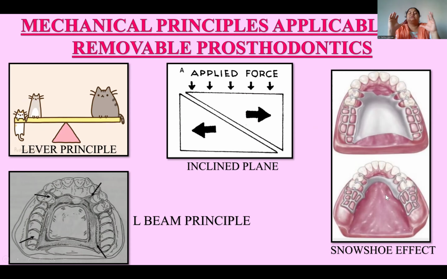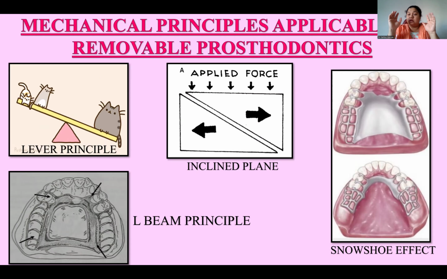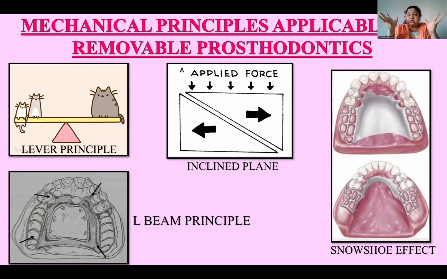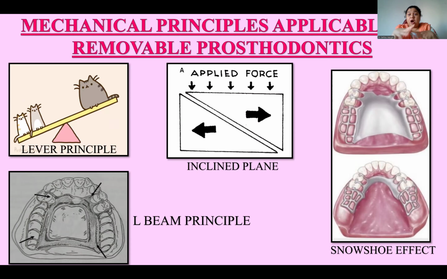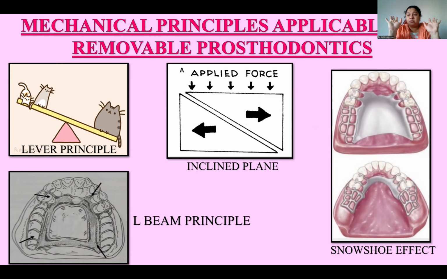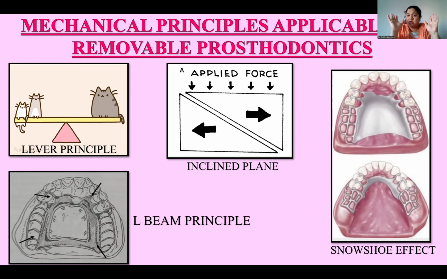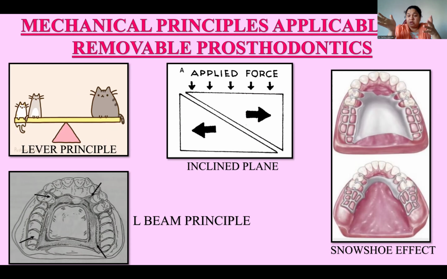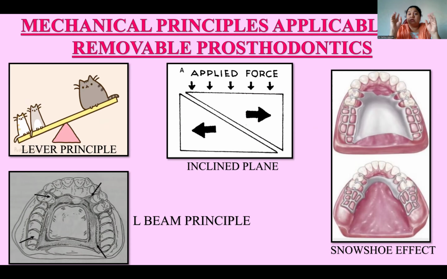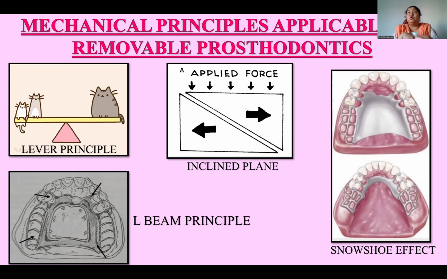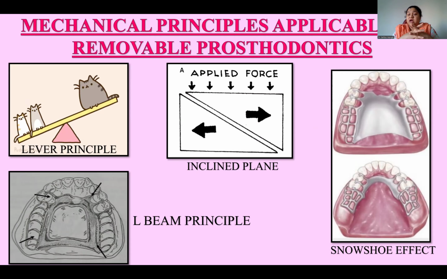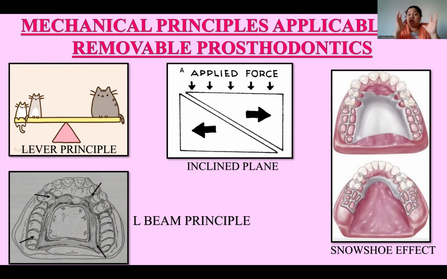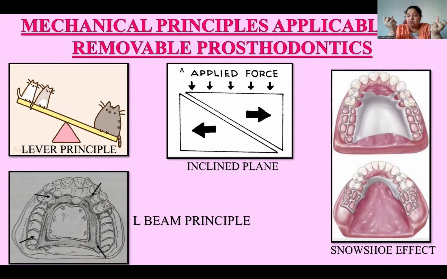Snowshoe effect, see, it's simple. Like when you go to the mountains and you do skating, the more the surface area, you cannot use your normal shoes. They won't be helpful in skating. So more the surface area, that's why it's called snowshoe effect. The more the surface area, the better, and the RPD will work for a longer time. The larger the surface area, the more forces it will take up.